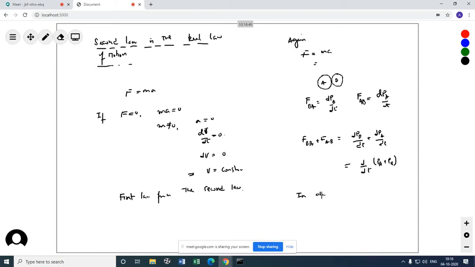In absence of external force, F of BA, because whenever external force is there, then only the body is accelerating, right? So when this is 0, then what can I write? Right? Yes. Isn't this the third law? Clear?